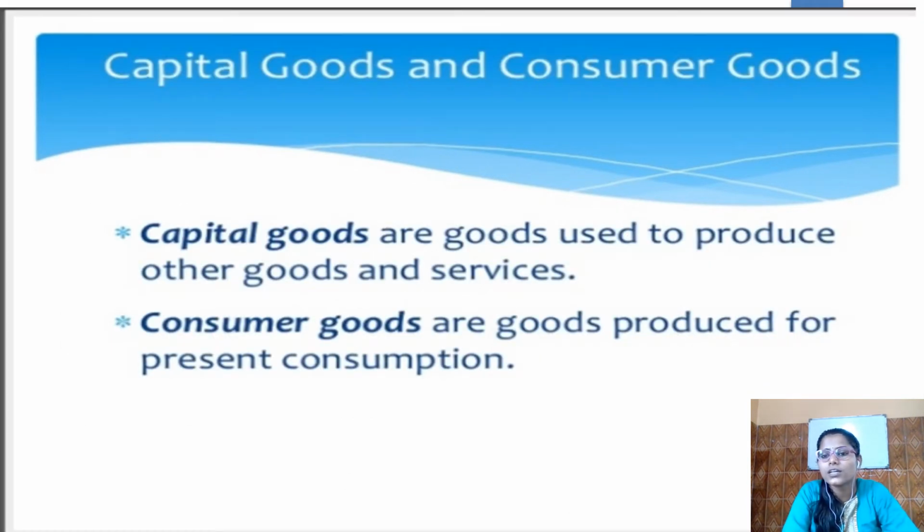Next is goods. There are two goods which are more focused in economics, such as capital goods and consumer goods. So capital goods are those goods which are used to produce other goods and services. For example, plant, machinery, etc. And consumer goods are those goods which are produced for present consumption, and such goods are consumed by consumers directly.